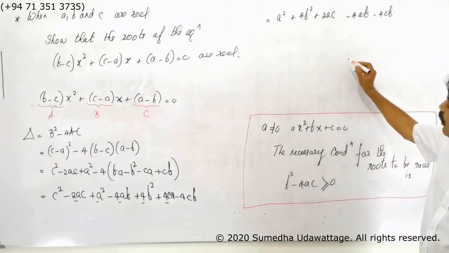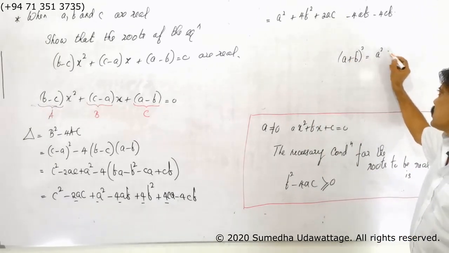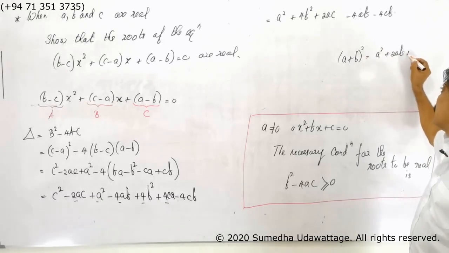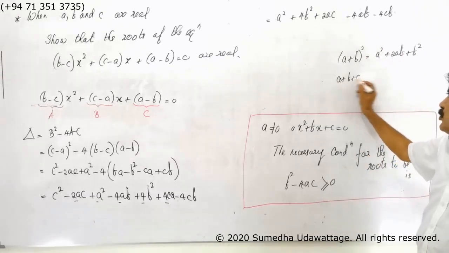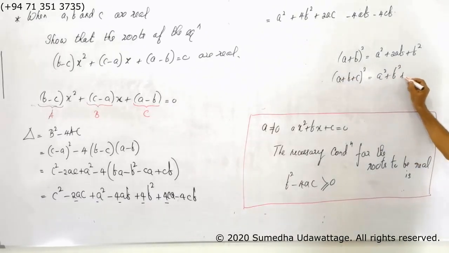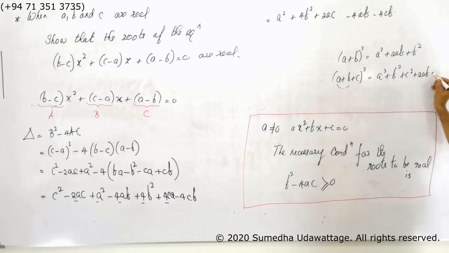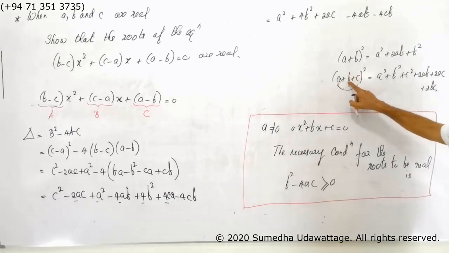We'll just think of O-level mathematics. (a plus b) squared is a squared plus 2ab plus b squared. (a plus b plus c) squared is a squared plus b squared plus c squared plus 2ab plus 2ac plus 2bc.